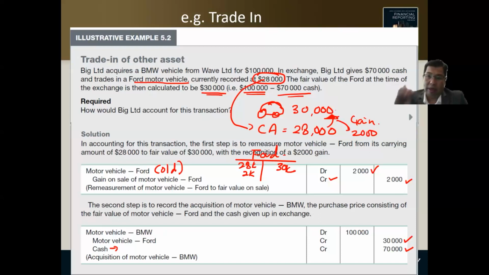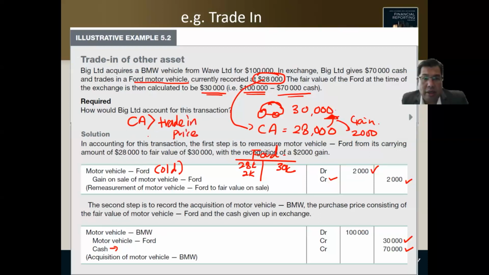We're going to recognize whether we are making a gain or loss from the sale of assets. In case of losses, your carrying amount is greater than your agreed trade-in price.